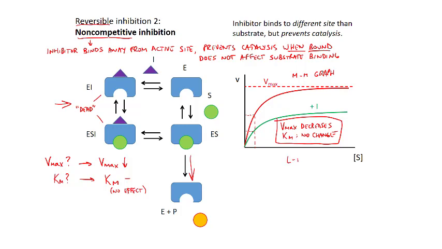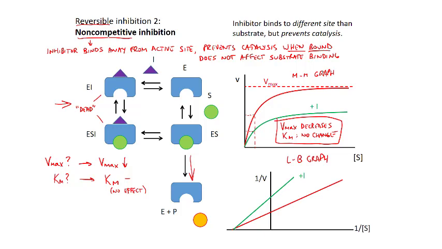Now, let's take a look at the Lineweaver-Burk graph. What do you think that a non-competitive inhibitor would do to a Lineweaver-Burk graph? So what it does is it changes both the slope and the y-intercept. They both go up, right? And that's because, remember, our Km is not changing, but our Vmax is decreasing. And since our slope is Km over Vmax, and the Vmax is what changes, then both the slope and the y-intercept are going to change.